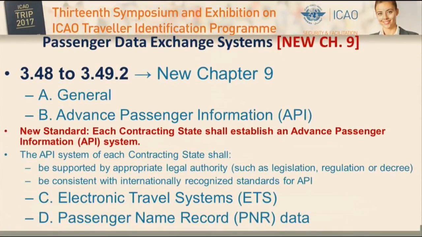What is new here with this Amendment 26 is, of course, the movement of standards from 3.48 to 3.49.2 into a new chapter, which is Chapter 9. And the most important information here is, of course, what we already discussed this morning: the new standards requesting states to implement an advance passenger information system.